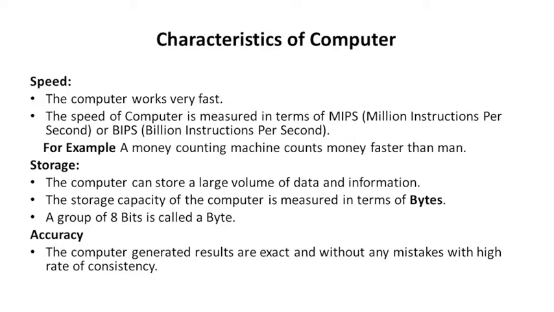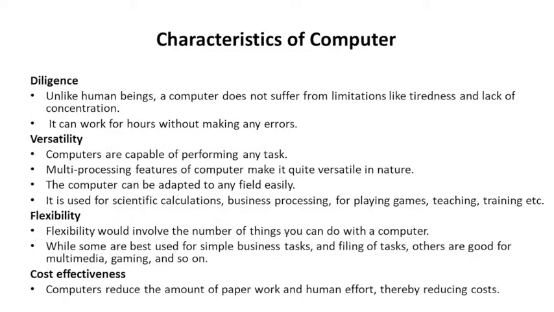Next characteristic is storage. The computer can store a very large amount of data and information. The storage capacity of a computer is measured in terms of bytes. A group of 8 bits is called a byte. That is the storage characteristic. Next one is accuracy. The computer generates results that are exact and without any mistake, with a high rate of consistency.